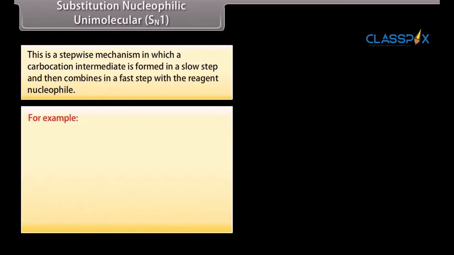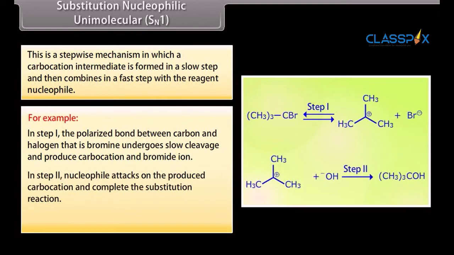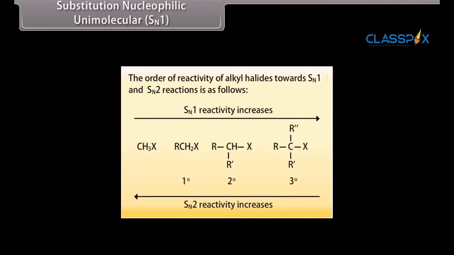For example, in the first step, the polarized bond between carbon and halogen, that is bromine, undergoes slow cleavage and produces carbocation and bromide ion. In the second step, nucleophile attacks on the produced carbocation and completes the substitution reaction. The reaction follows the first-order kinetics. The order of reactivity of alkyl halides towards SN1 and SN2 reactions is as follows.